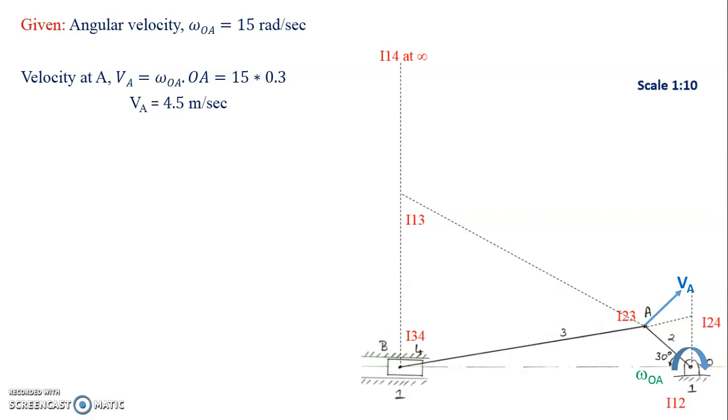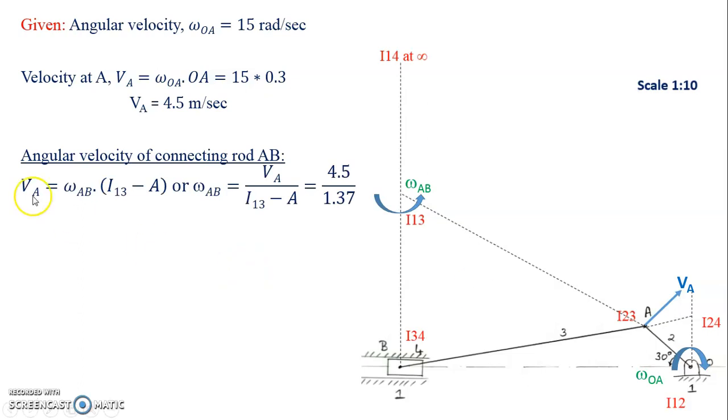Now this velocity at A I can also write as omega AB into the length from I13 to A. To find the angular velocity of the connecting rod AB, that is omega AB, I can write that velocity of A is omega AB into the distance between I13, that is at this point, to point A.